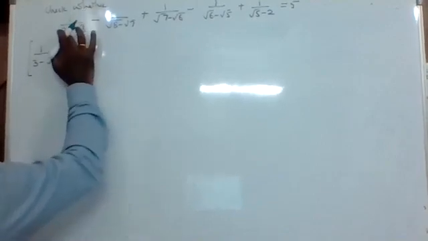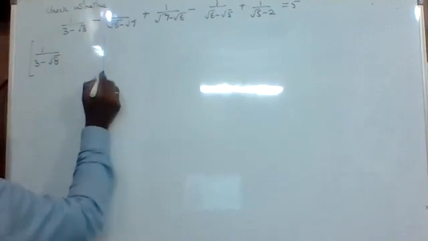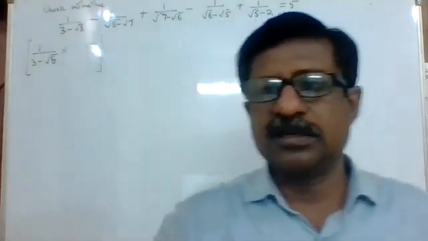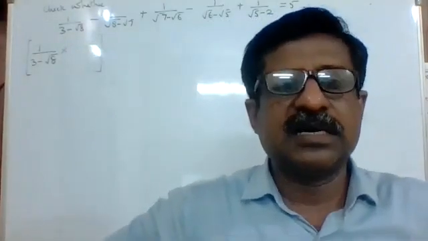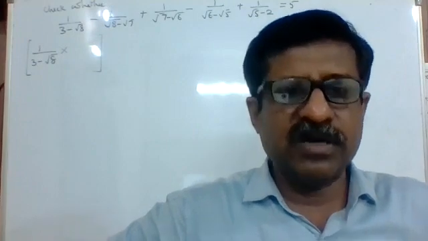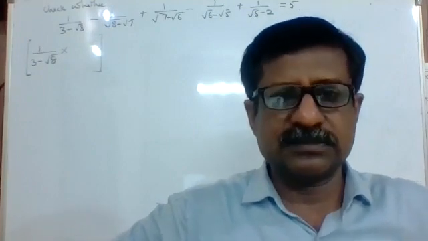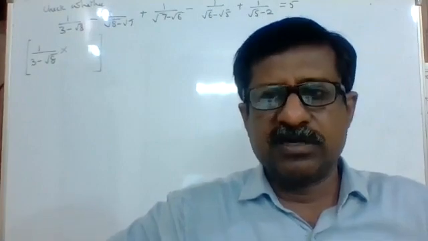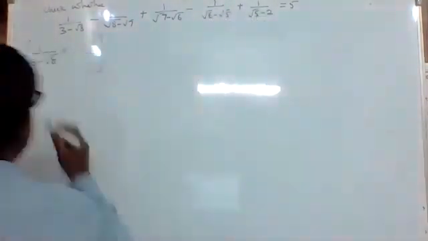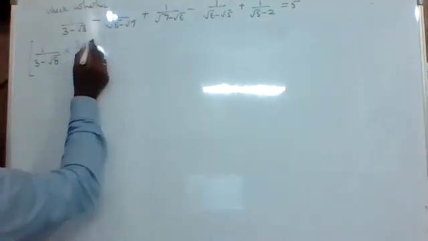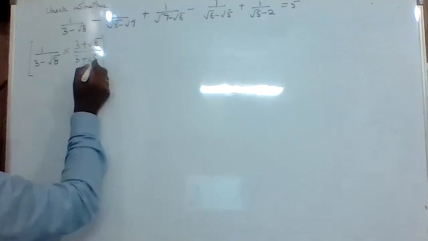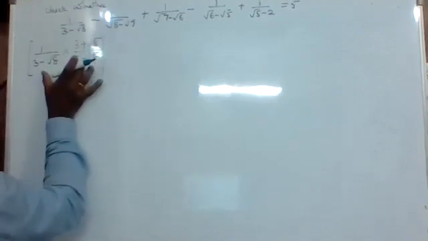This is the first part, 1 upon 3 minus root 8. 1 upon 3 minus root 8. We search for its rationalizing factor because individually we are trying to rationalize it. Now, what is the rationalizing factor of 3 minus root 8? Yes, it is 3 plus root 8. If it is minus, then you will write 3 plus root 8. This first part is over.